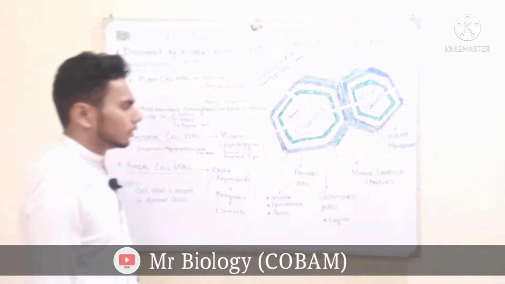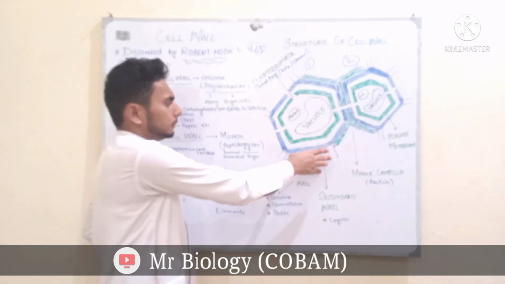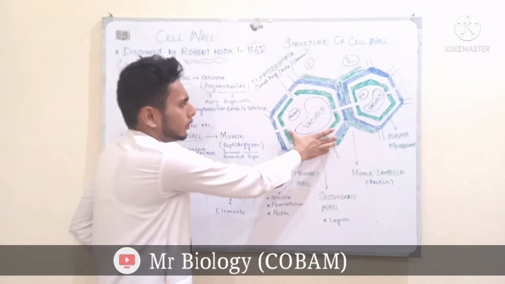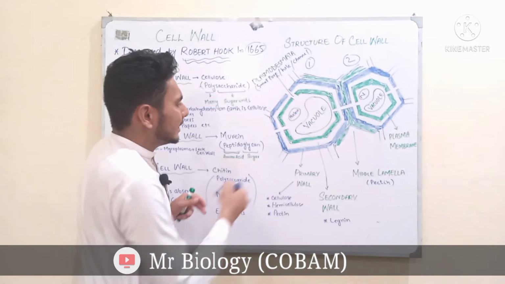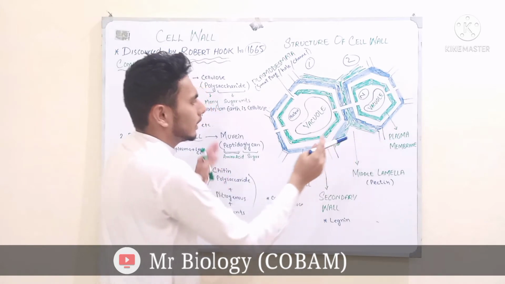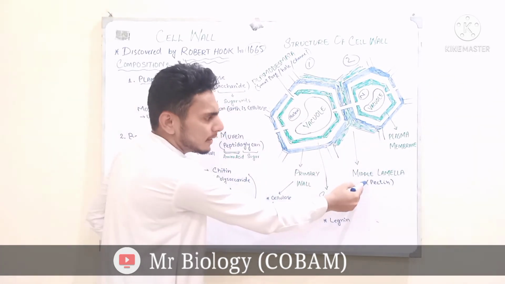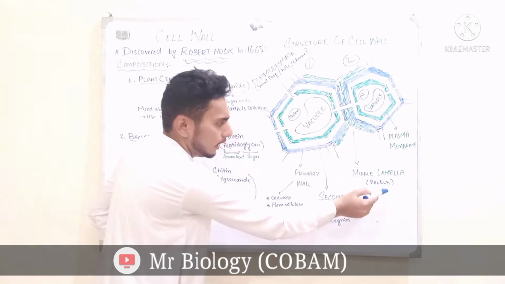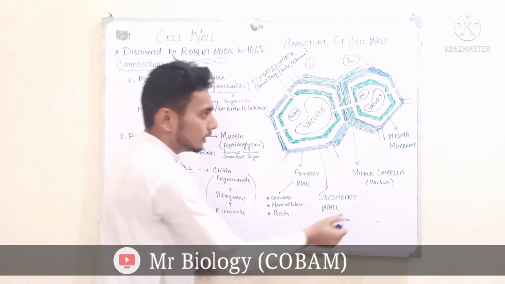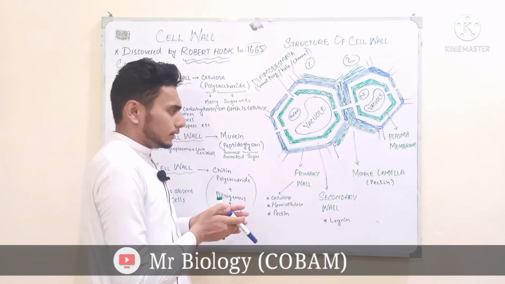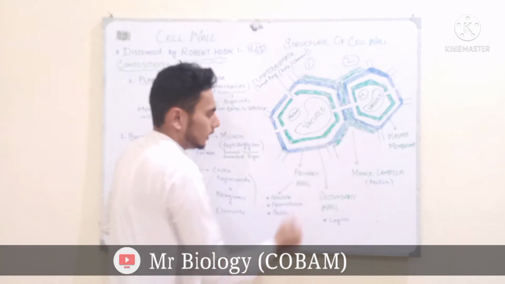There are layers of the cell wall. Now I draw cell number 1 and cell number 2. These two cells are combined together with the help of the middle lamella, which is basically composed of pectin. This middle lamella or pectin works like a cement, like a glue, due to which these two cells are combined together.